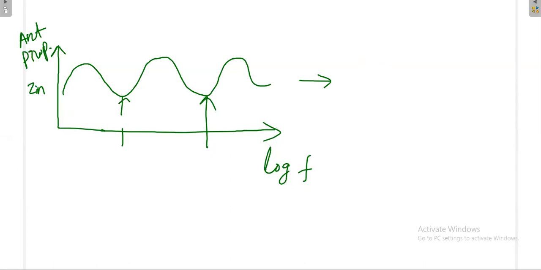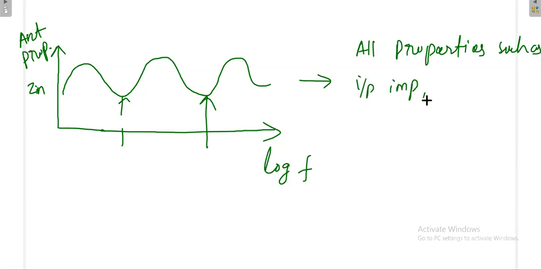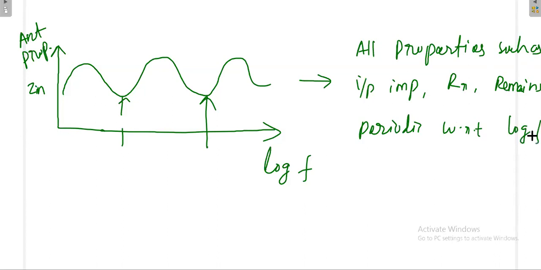So what I'm telling is, all properties such as input impedance, radiation properties, and any other properties, and radiation resistance remain periodic with respect to log f, with respect to frequency. That's why this is called log periodic.